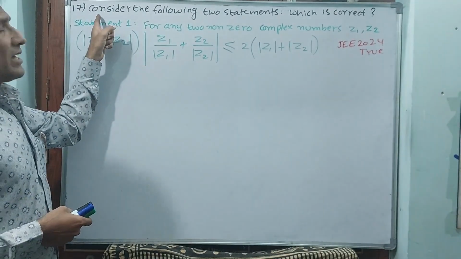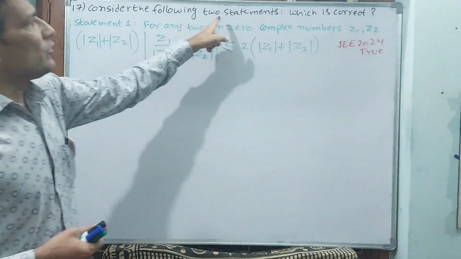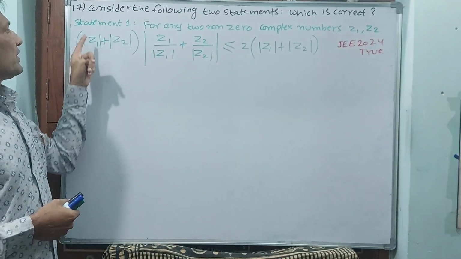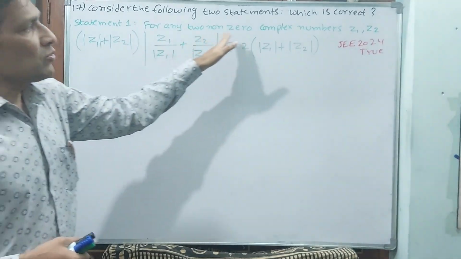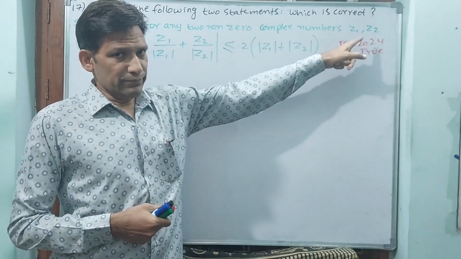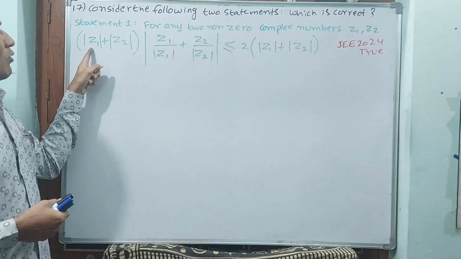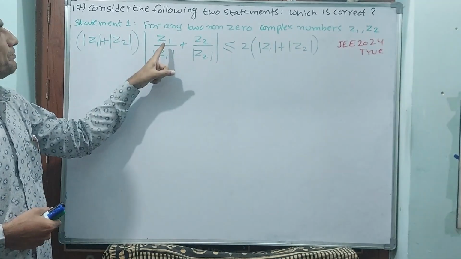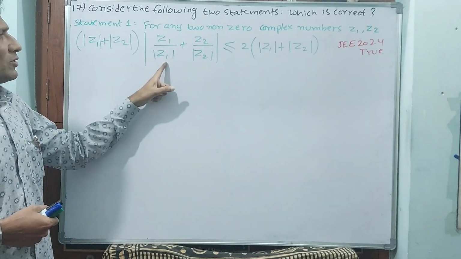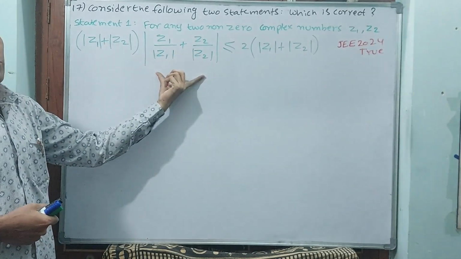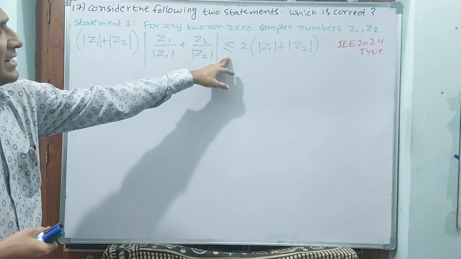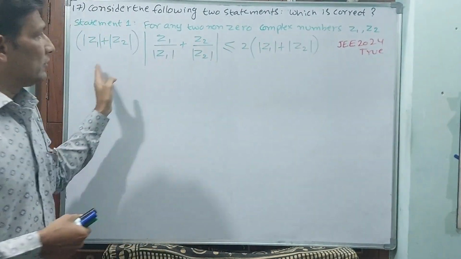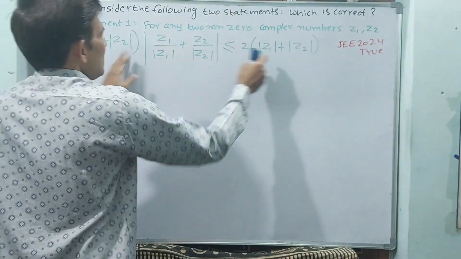First see what they have given. Consider the following two statements. Which is correct? First statement I have written. Statement 1: for any two non-zero complex numbers Z1, Z2, modulus of Z1 plus modulus of Z2 into modulus of Z1 by modulus of Z1 plus Z2 by modulus of Z2 is less than or equal to 2 times modulus of Z1 plus modulus of Z2. Here both are the same, we have to see this side.